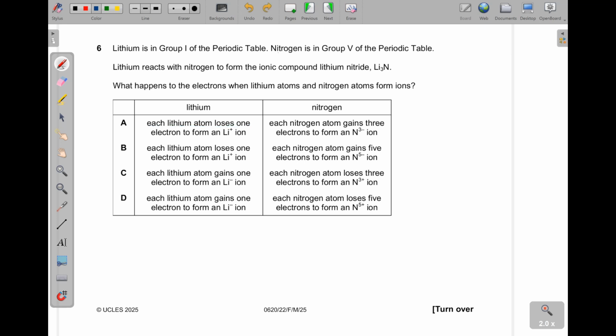Okay, let's check the one for nitrogen. We have each nitrogen atom gains 3 electrons to form a nitride. And that is true. It becomes 3 minus, because if it has gained 3 electrons and electrons are negatively charged, then it is going to have that negative charge. So that means the answer here has to be A.